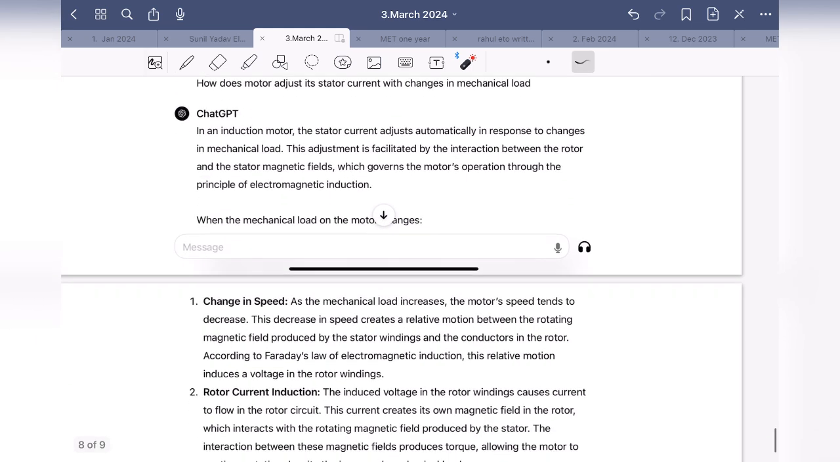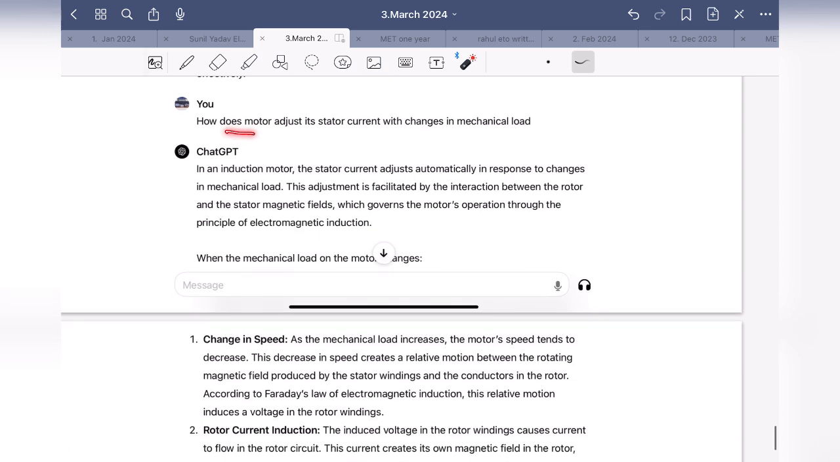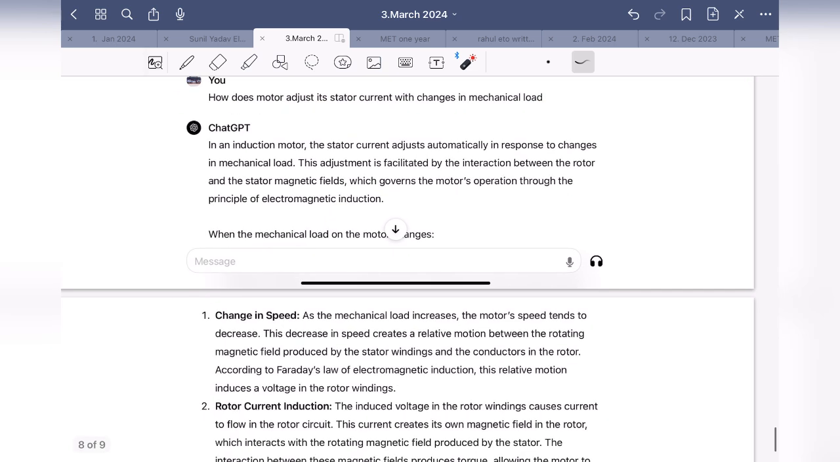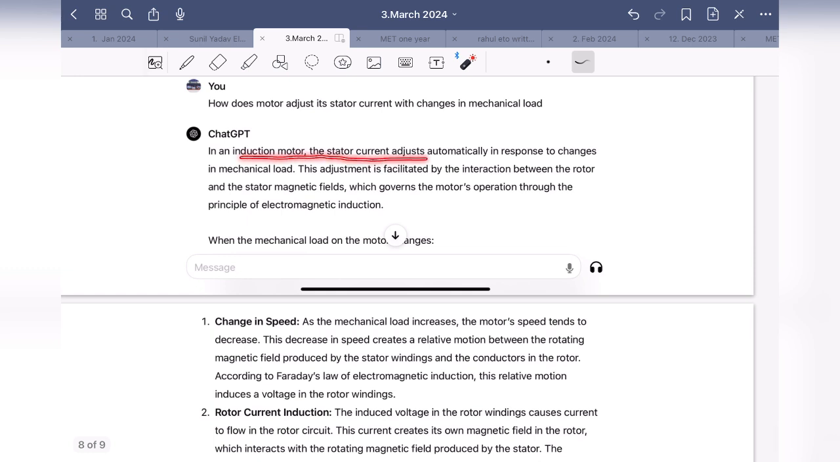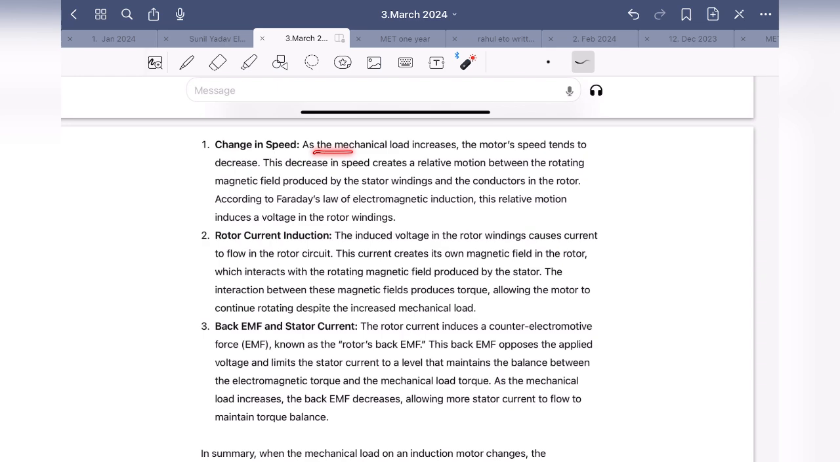Next question is, how does the motor adjust its stator current with change in mechanical load? So in an induction motor, stator current adjusts automatically in response to changes in mechanical load. This adjustment is facilitated by interaction between rotor and stator magnetic fields, which governs the motor's operation through the principle of electromagnetic induction. Change in speed as the mechanical load increases.